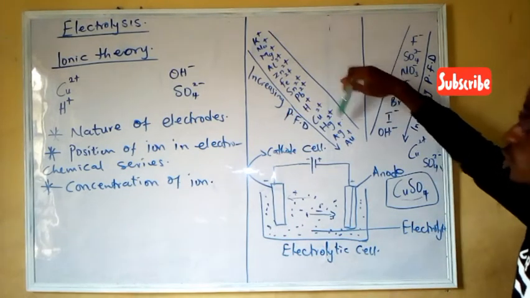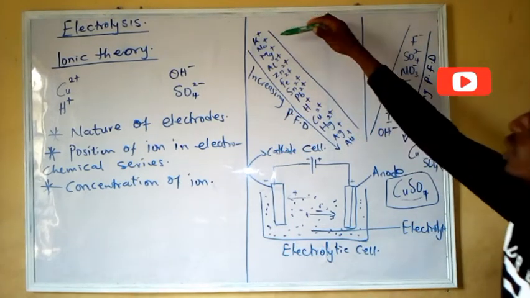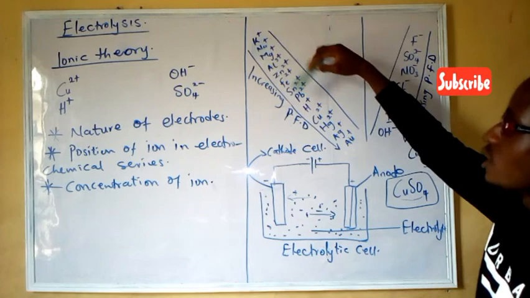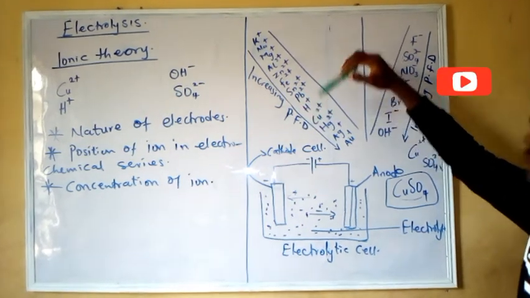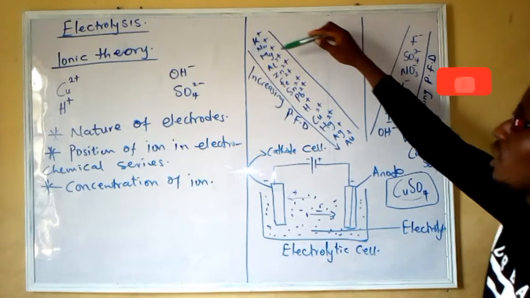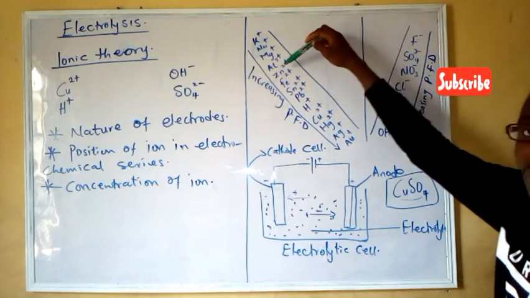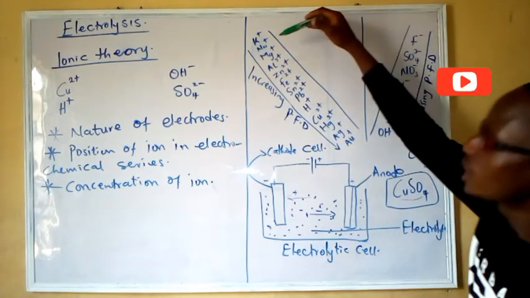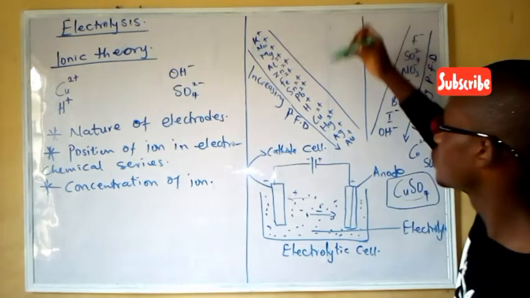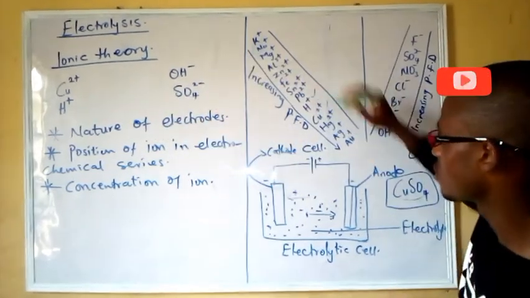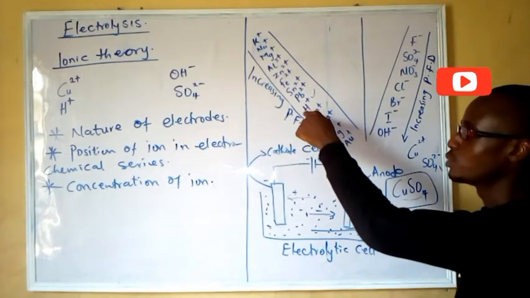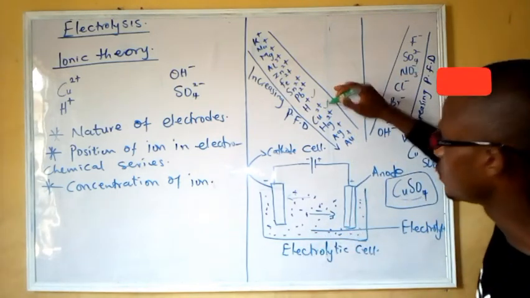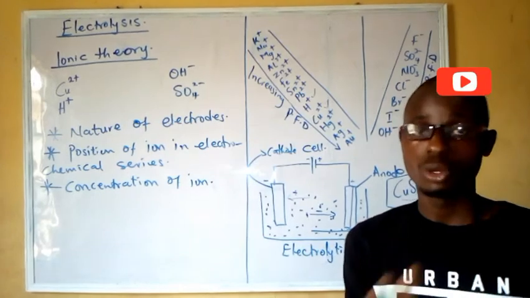However, we also have the position of ion in the electrochemical series. This is the electrochemical series, or you can call it the redox series. This is for the cations and this is for the anions. According to this diagram, we have increasing preference for discharge, meaning the ion that is lower in this electrochemical series for the positive will discharge first. If you look at the position of Cu2+ relative to hydrogen, Cu2+ is lower than hydrogen, so it is discharged first before hydrogen when they get to the cathode.